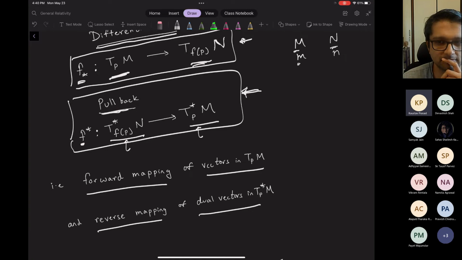It seems rather strange to say that the differential map makes sense only from M to N and not from N to M. So yeah, we'll see why that is. We'll construct it and we'll understand why this is.